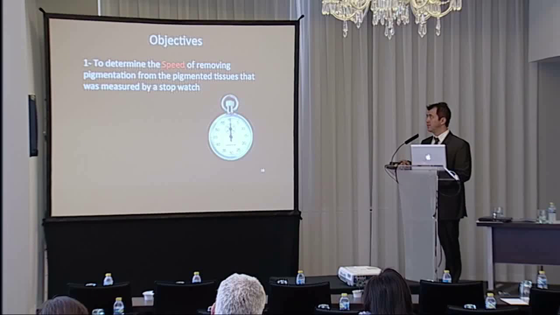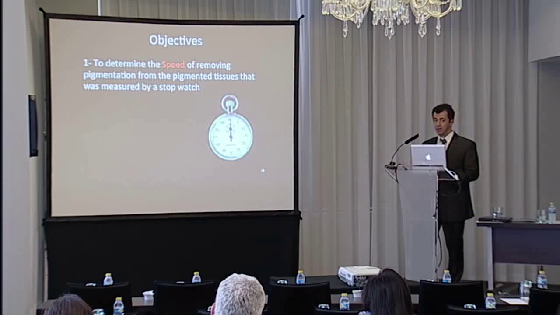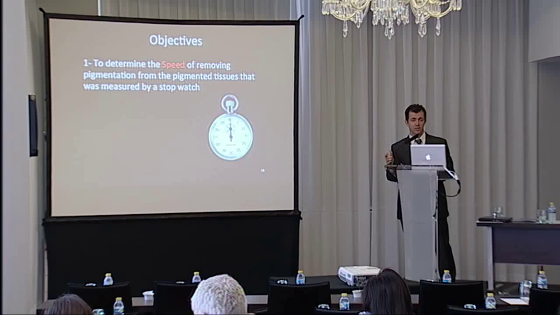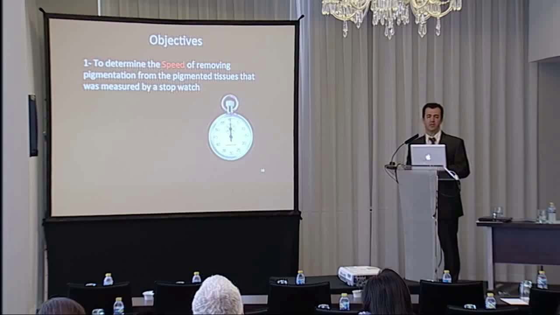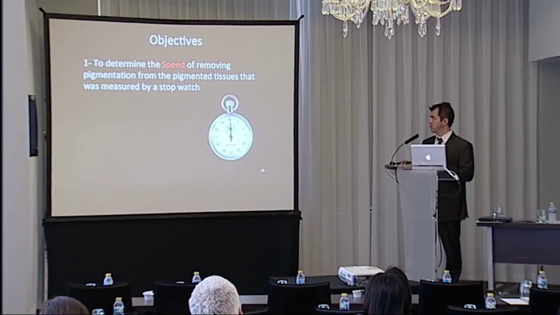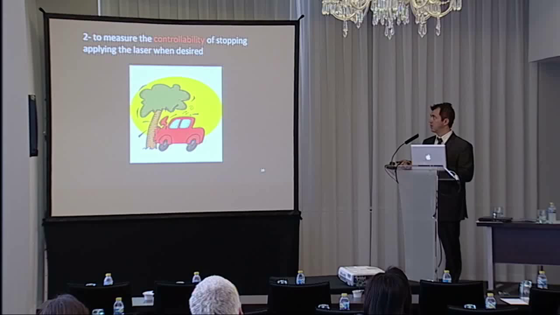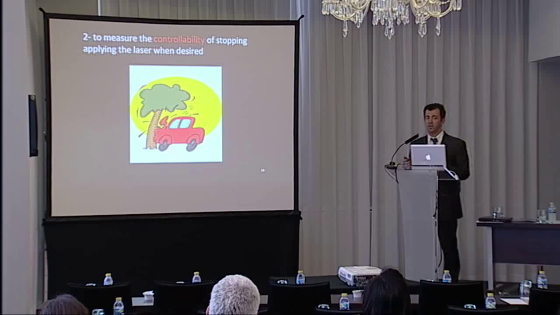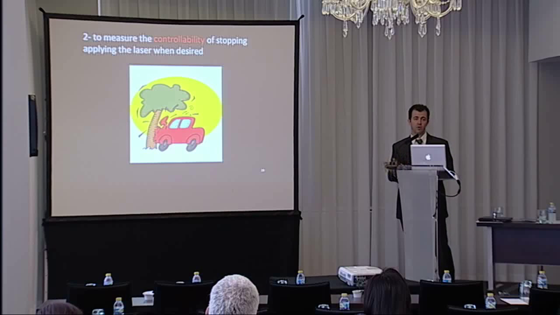Objectives: to determine the speed of removing pigmentations from pigmented tissue, measured by stopwatch. Why did I start with speed? Because it's very important. I have a laser machine, and it's suggested by the manufacturer that you can go by a definite power setting. When I started with it, the patient took about 3 hours to remove the pigmented tissue. Second, to measure the controllability, because when you use the laser, it has to be very controllable. Otherwise, you will harm other tissues like bone or teeth.